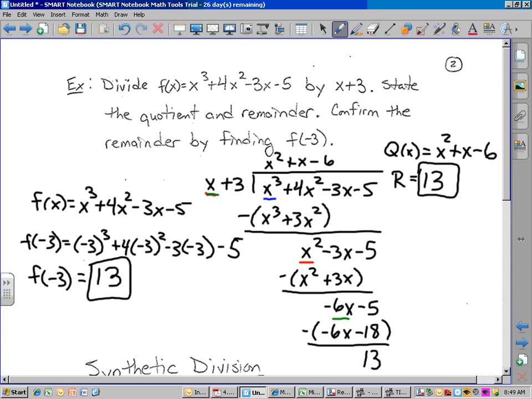Again, we have no idea what the quotient would be if we didn't actually do the long division. And I agree, finding the remainder of 13 is a heck of a lot simpler by finding f of negative 3 than it is by doing this long division. So is there an easier way? If it's of the form x minus r, there is.